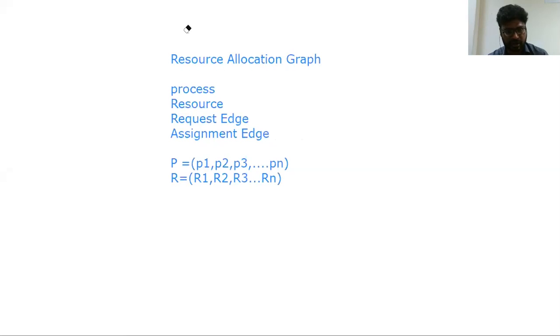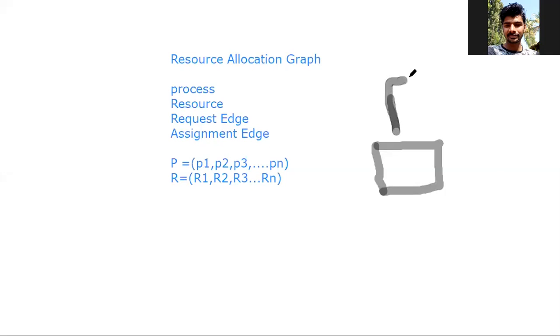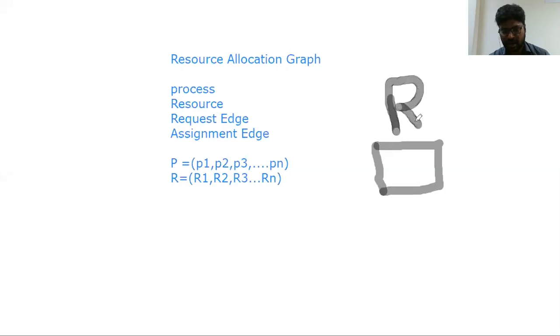So in draw, I'm going to take this freehand one. So by this I'm drawing. Actually, a resource is represented in the rectangular box. So this is one resource, R1. Okay, R1 is a resource.